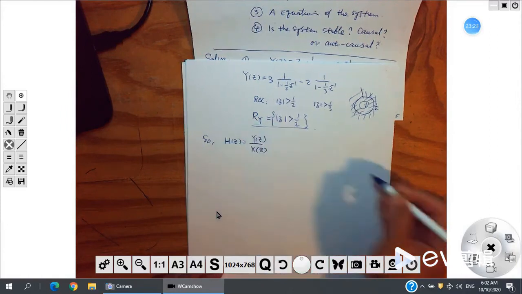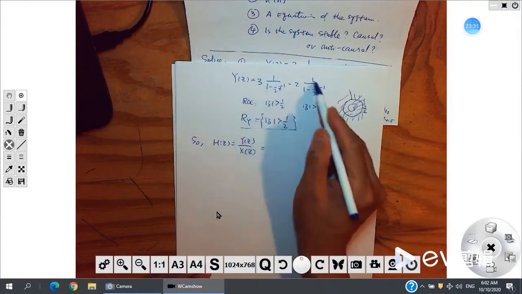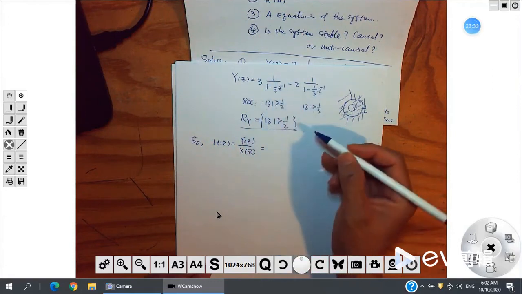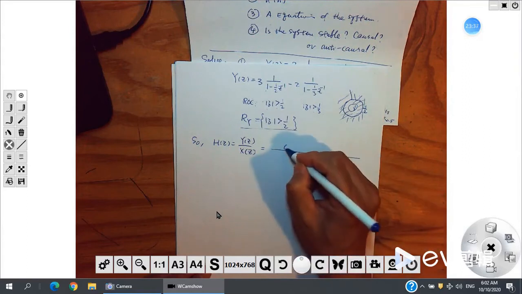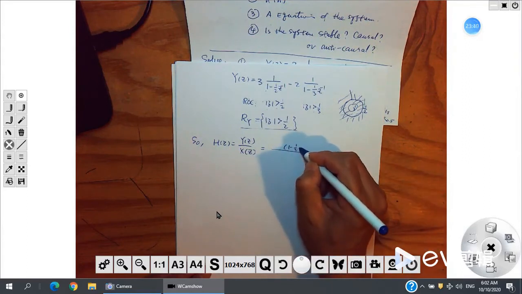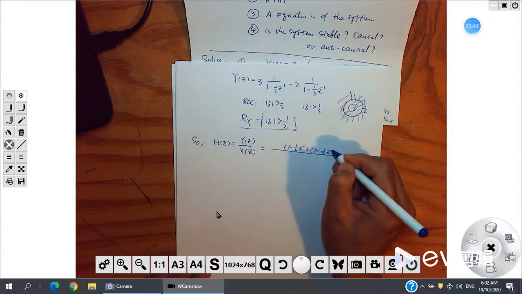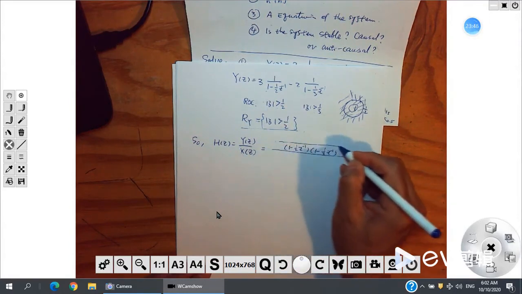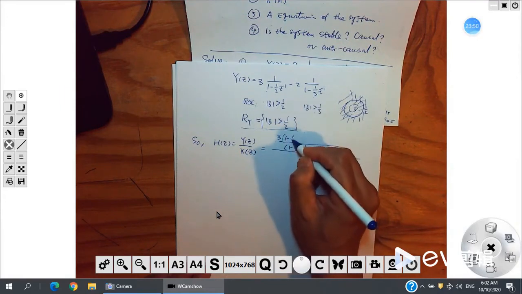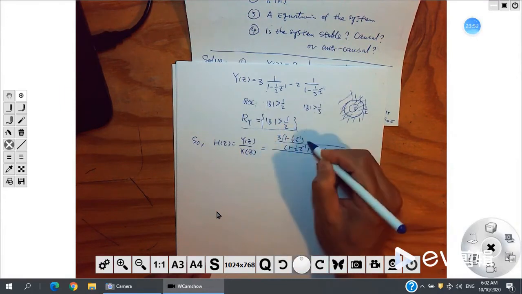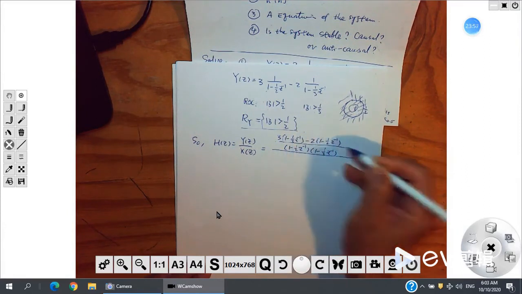Okay, we need to do some calculation. For Y of z, let me merge these two fractions together. The denominator is (1 minus 1/2 z to the negative 1) times (1 minus 1/3 z to the negative 1), and the numerator will be 3 times (1 minus 1/3 z to the negative 1) minus 2 times (1 minus 1/2 z to the negative 1). So this is Y.